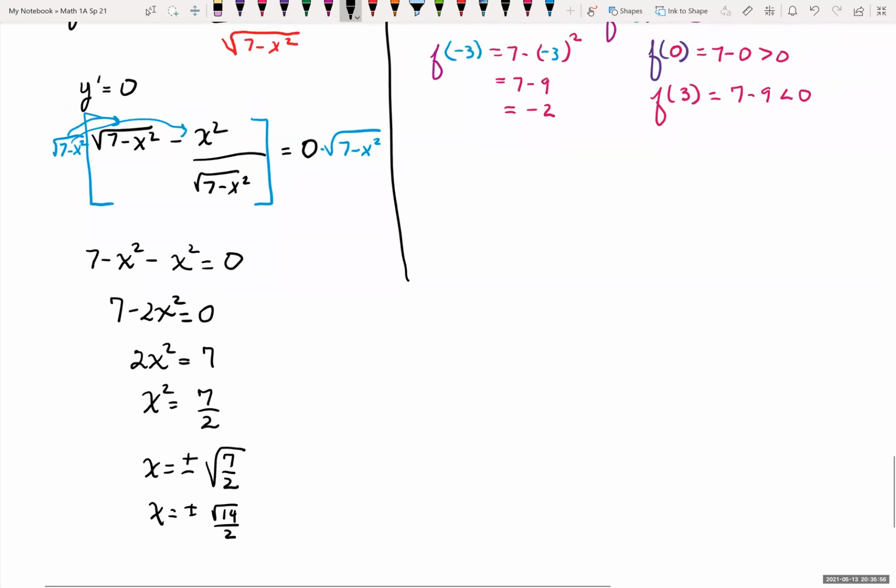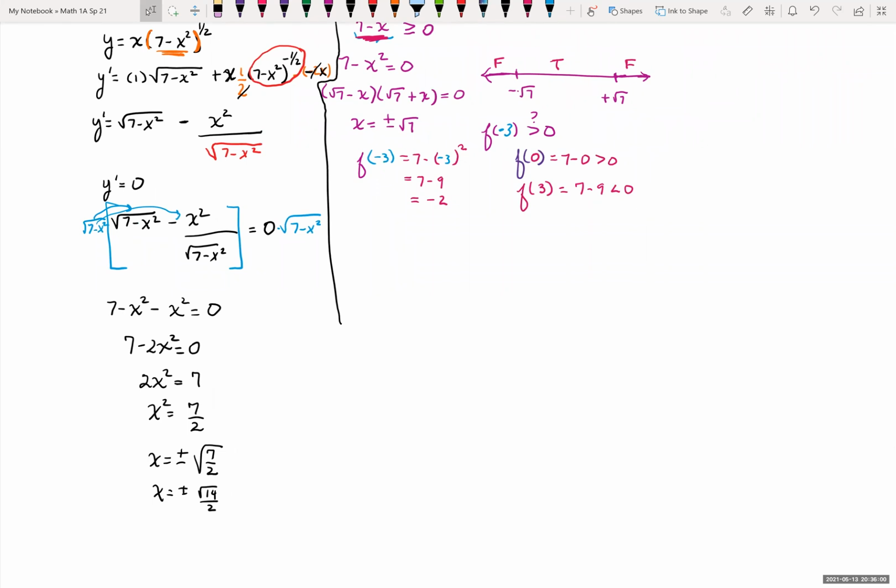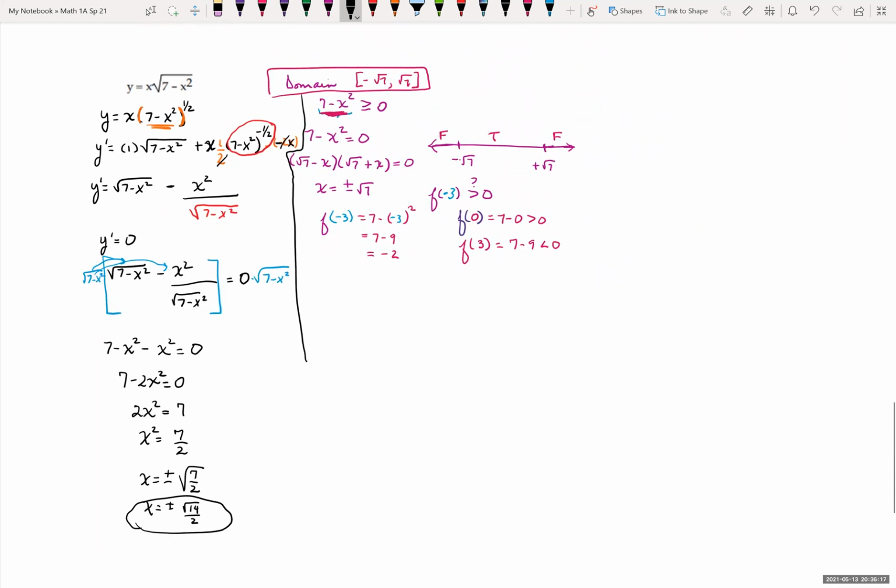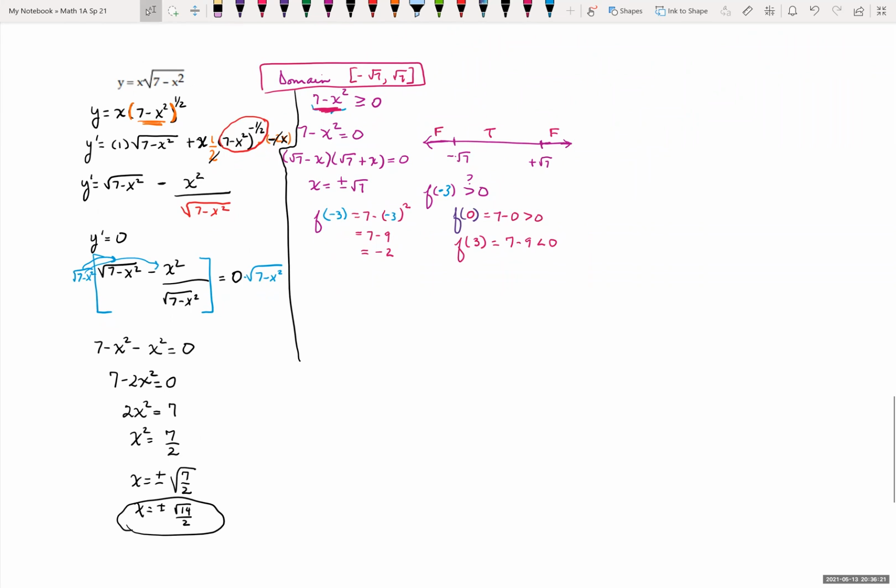So we want to see, are those inside our interval or not? I also know where it's undefined. It's undefined where my denominator is 0, so at the endpoints of our domain, so that's okay. So is root 14 over 2 in between negative 0.71 and positive 0.71? Root 14 divided by 2 gives us 1.87, which is not inside our domain.